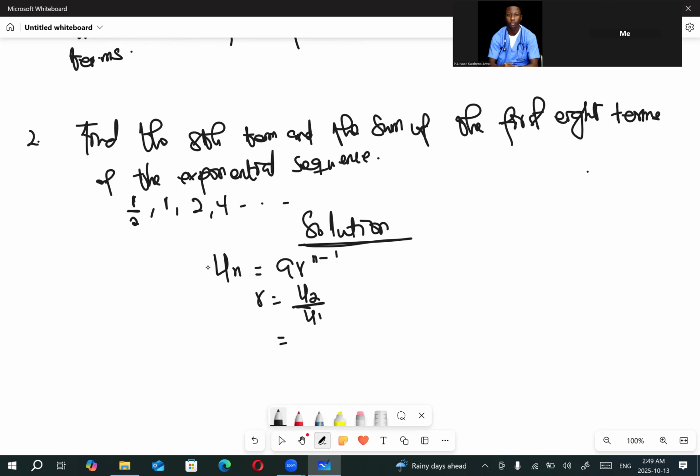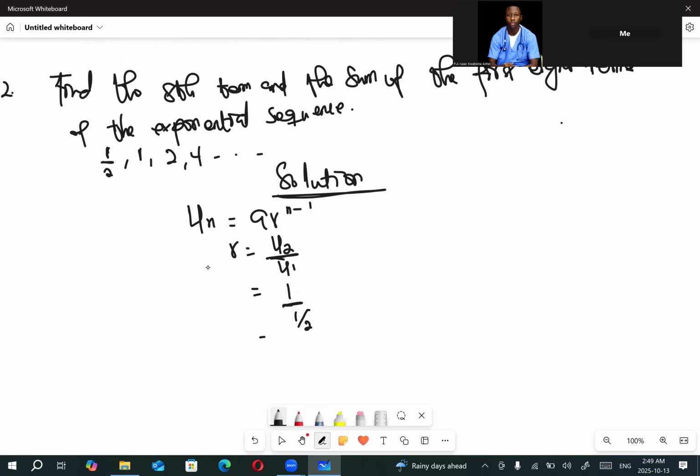So we have 1 divided by half. Or maybe we can put it this way. That'll be 1 times 2 over 1, because you have to change the division to multiplication and you have to reciprocate the number. So that'll be 2.